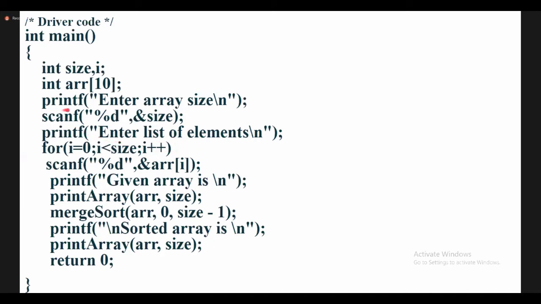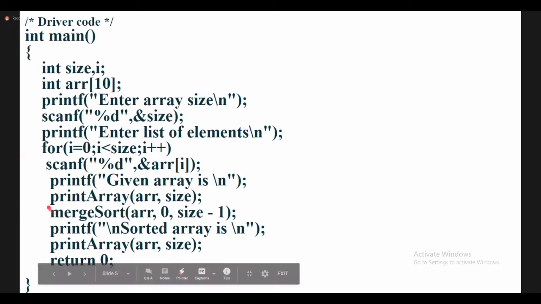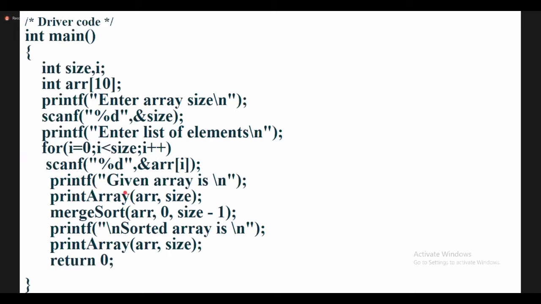The first printf statement asks for the array size, and scanf reads the size of the list. The second is the printf statement, enter the list of elements. This for loop and scanf read the array elements, or list elements. Next, I print the array before sorting. The given array is printed before sorting using the print array function with array and size.